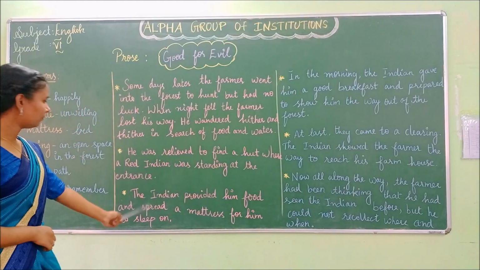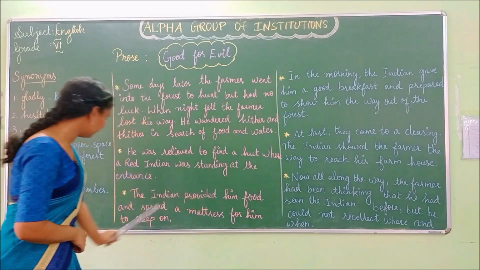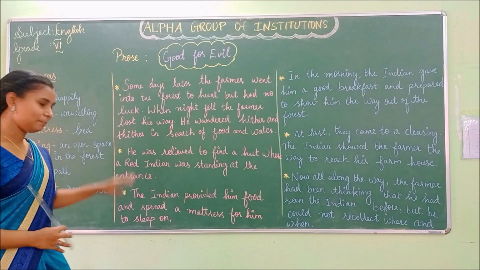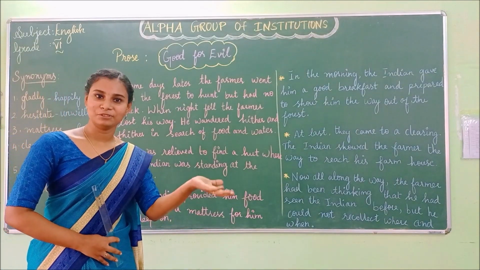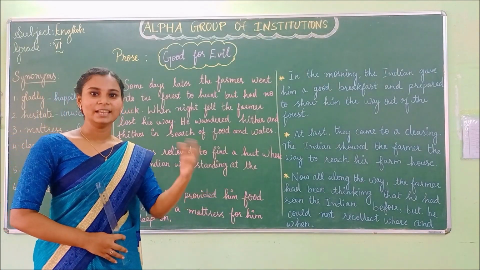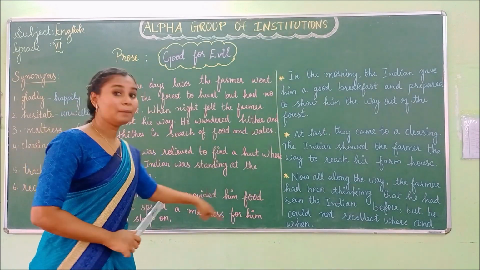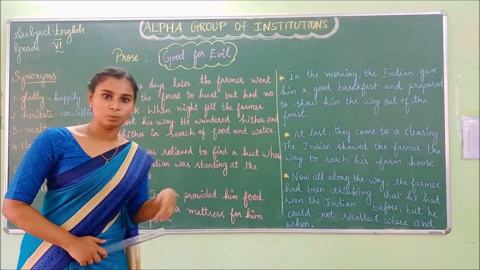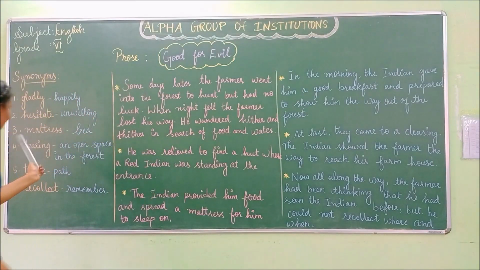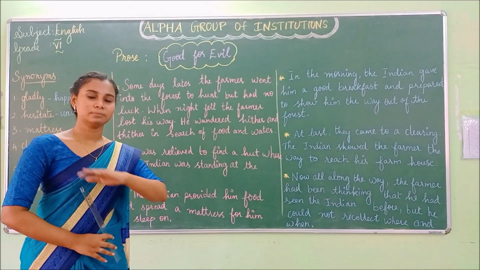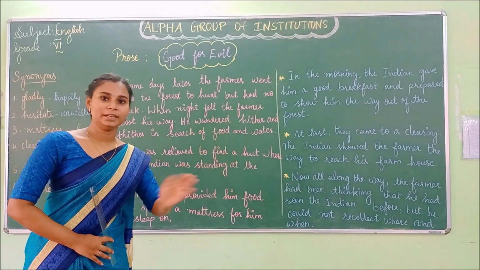Okay. So the red Indian provided him food and spread a mattress for him to sleep on. So what happens? The Indian is providing him food. He's so kind, isn't he? He's providing him food to eat and then he's spreading a mattress for him to sleep on. What do you mean by mattress? Mattress means bed. So this red Indian is so kind that he's spreading a mattress for the American to sleep on.